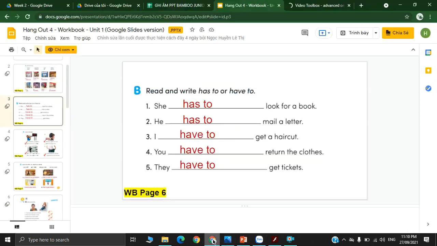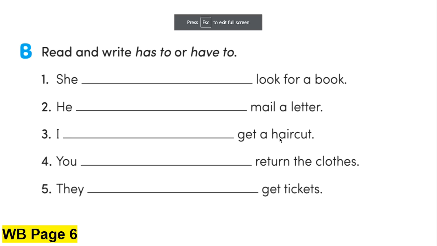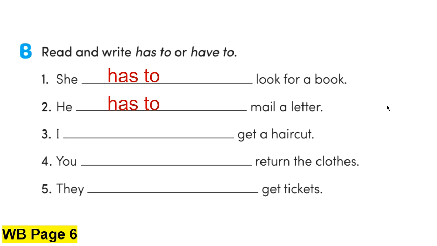Now we will move to Workbook. Open your workbook, page 6. Read and write has to or have to. Number 1, she. When we see she has to or she have to. Has to. She has to look for a book. Number 2, he. He has to or he have to. Has to. He has to mail a letter.